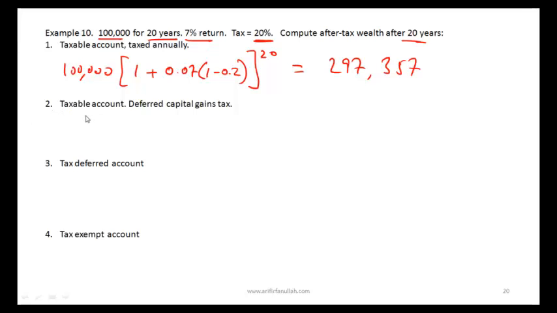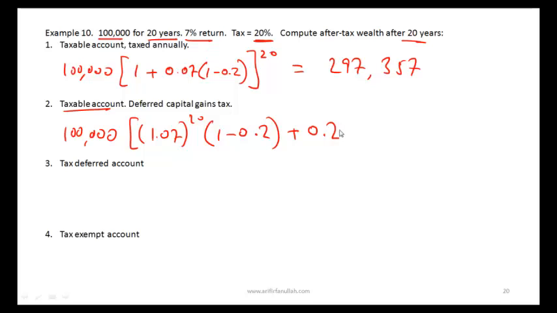The next one is a taxable account with a deferred capital gains tax. This is just a refresher. What will we have here? 100,000 multiplied by 1.07 to the power of 20. Then this entire amount is multiplied by 1 minus 0.2, and then you add the tax. Here I'm using the formula which we derived after some algebra, where we added the tax rate at the end.